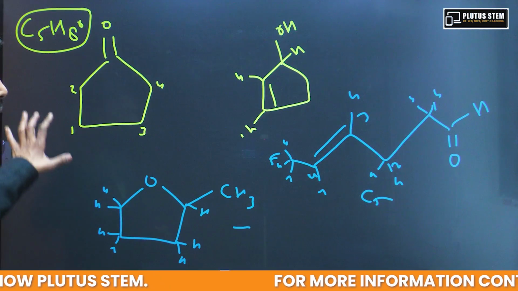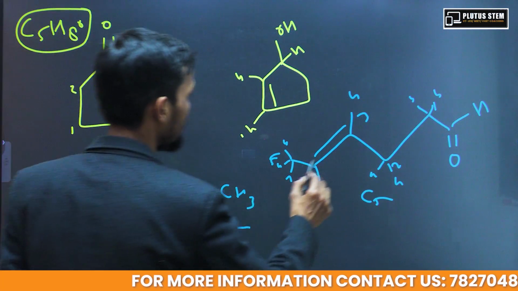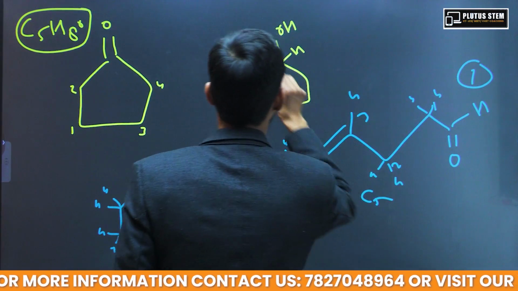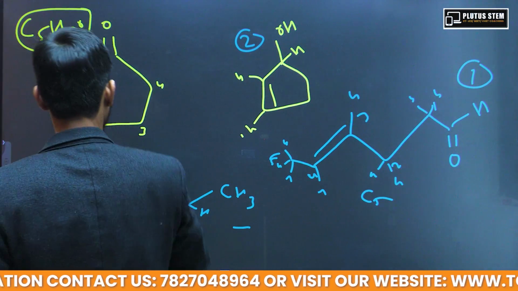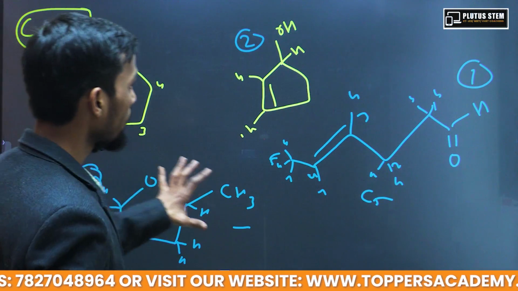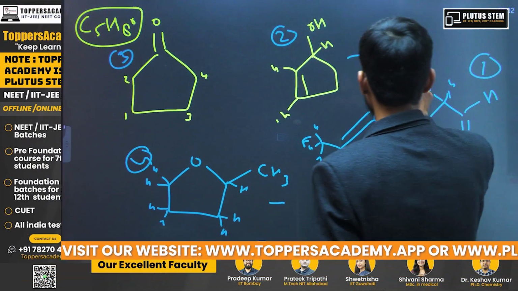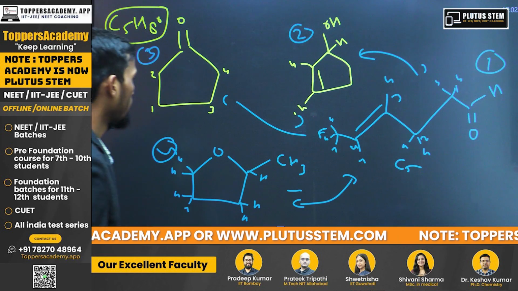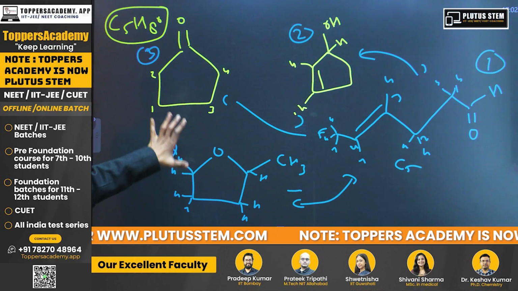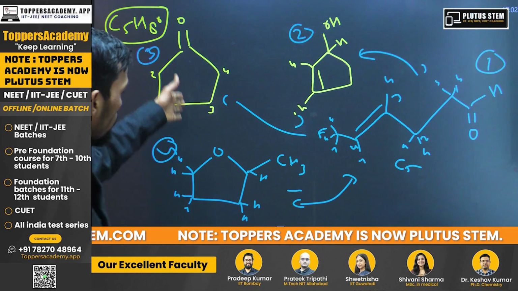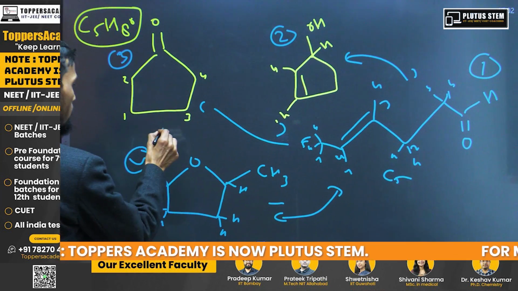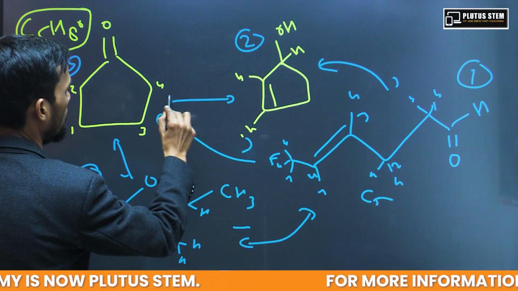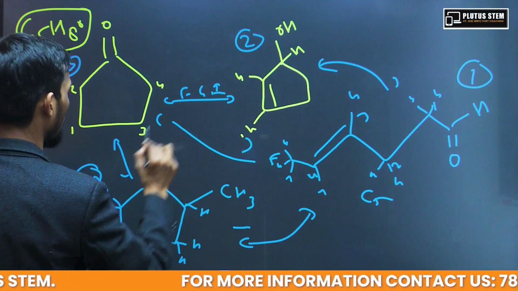Yes or no? So let's say this is 1, 2, 3, 4. This one is a ring chain isomer with all these four, with this also and with this also. These are like functional group isomers only. These are functional group isomers of each other. Clear?